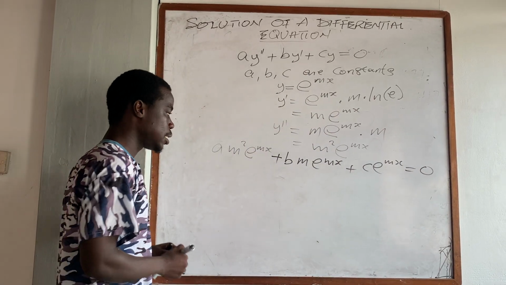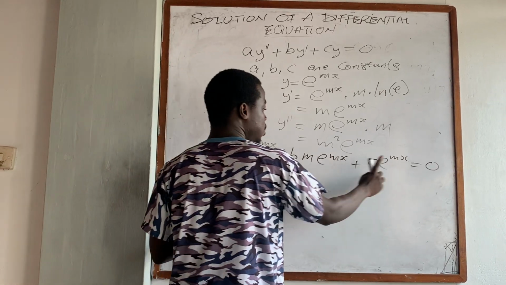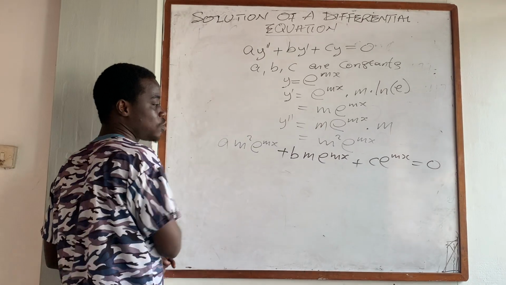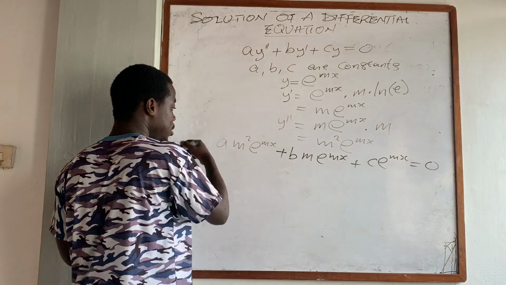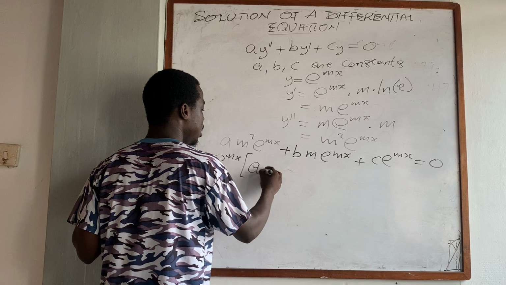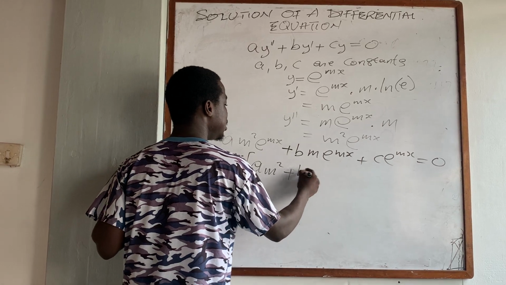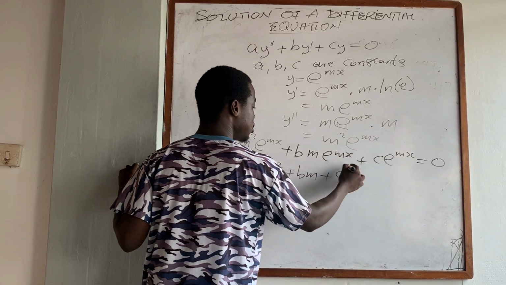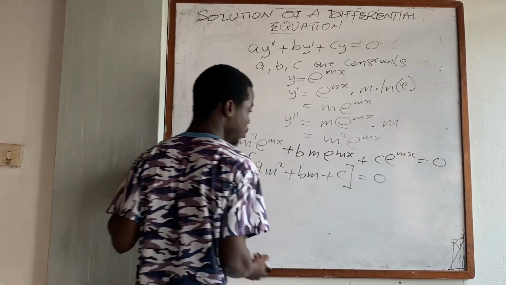So you can see that we have e raised power mx, e raised power mx, e raised power mx. We can factorize that one out. So if we do that, we will get e raised power mx, bracket open, am squared plus bm plus c, and is equal to 0.